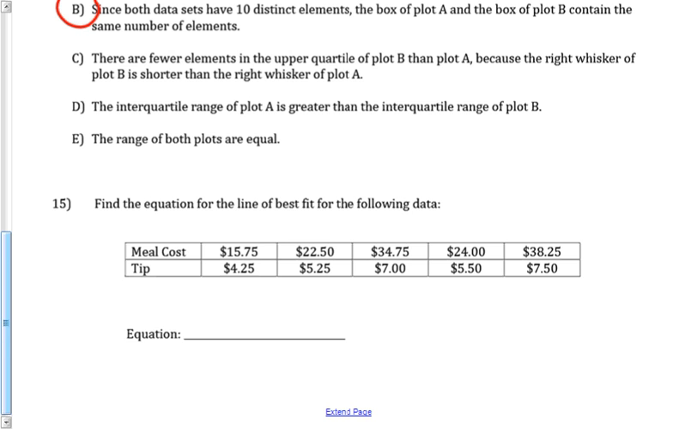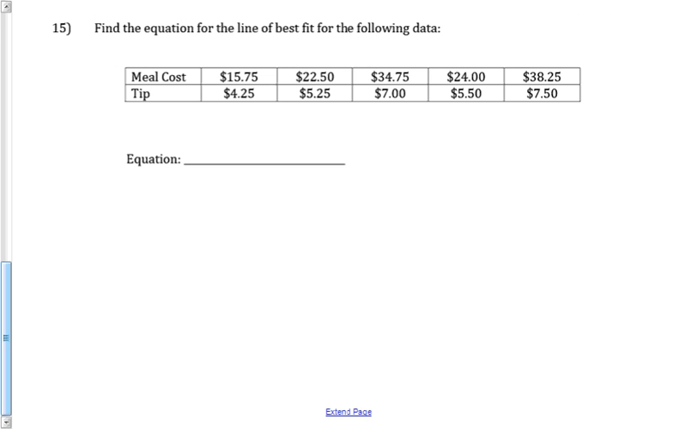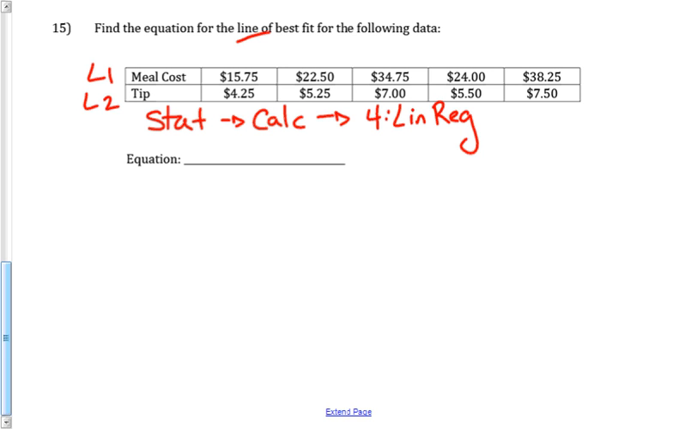Finally, in 15, we're finding the equation for the line of best fit for the following data. So you're going to put the meal cost in list 1, the tip in list 2. Then you're going to go stat, calc, and then you're going to choose option number 4, which will be linear regression. So it's the line of best fit, so you're going to make sure you do linear regression. In doing so, you should get y equals 0.1437x plus 2.012.